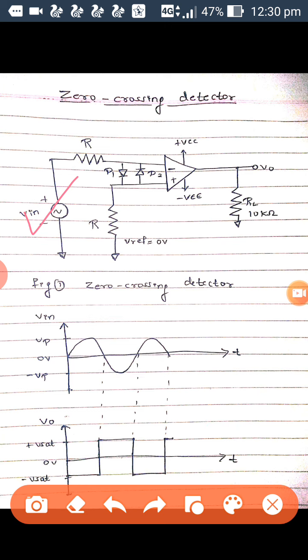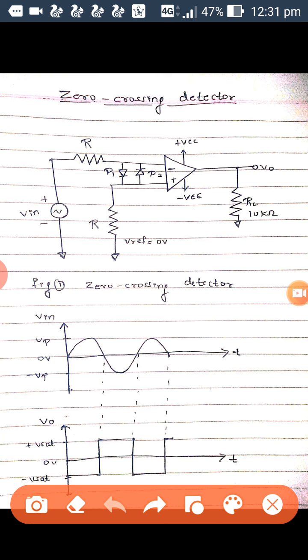In this particular circuit that I am using, I will be using the configuration of inverting type of amplifier. Why? Because I am applying this input voltage to the negative terminal, that is the inverting terminal, and V reference is applied to the non-inverting terminal. Then the configuration is called what? The inverting type of operational amplifier zero crossing detector.